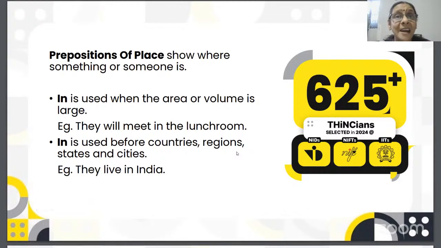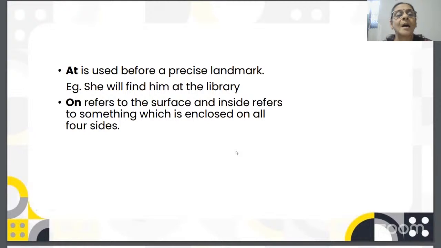They live in India. At is used before a precise landmark. For example, she will find him at the library, at the park, etc. On refers to the surface. I have kept a bottle on the table. And inside refers to something which is enclosed on all four sides.